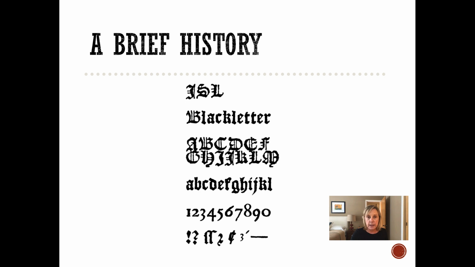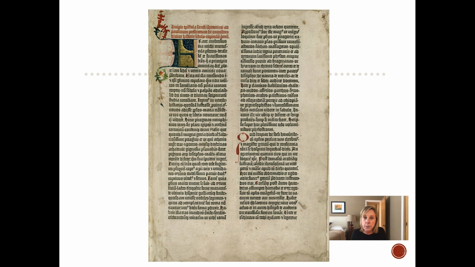Gutenberg used black letter in his very first document, which was the Bible. And perhaps you've heard of the Gutenberg Bible. There are still copies available in museums around the world. This would be hand painted. There was not a way to print this, so this would be hand painted on the page after the page was printed.